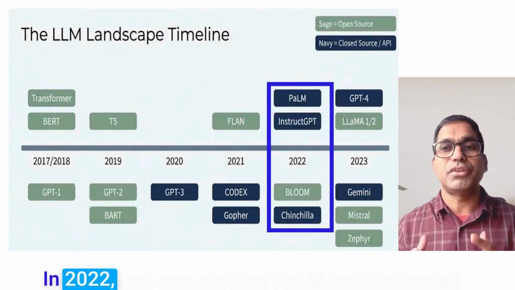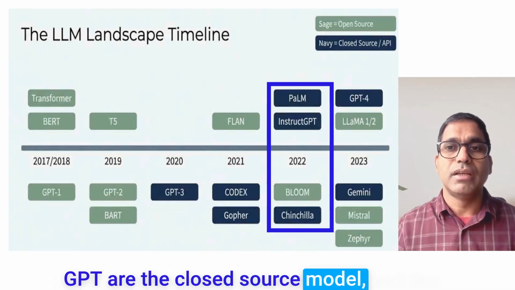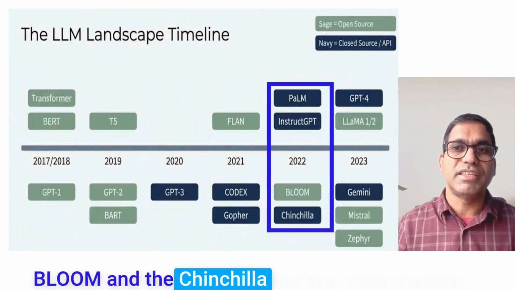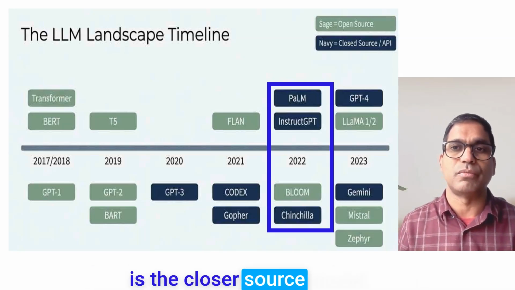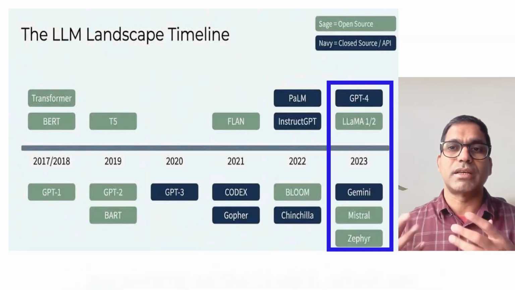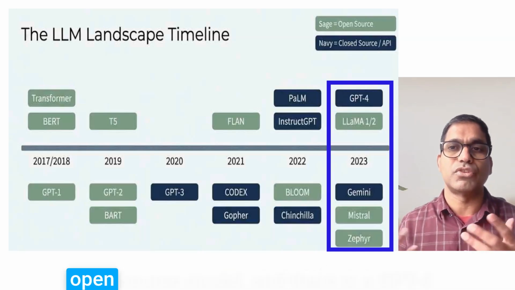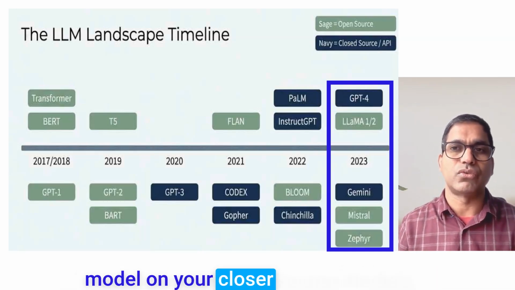In 2022, you can see that PaLM and InstructGPT are closed source models, and BLOOM and Chinchilla are two other models. One is an open source model, another is a closed source model. In 2023, you can see that two models are coming from Llama, which are open source models, and there is the GPT-4 model among the closed source models.